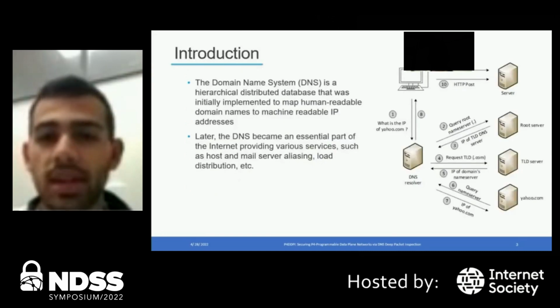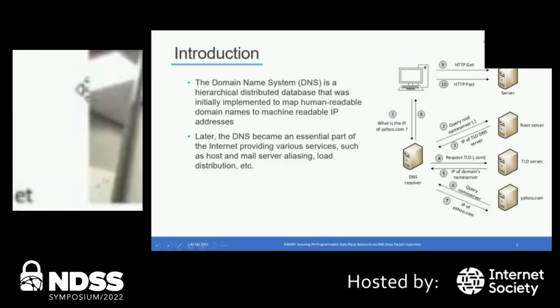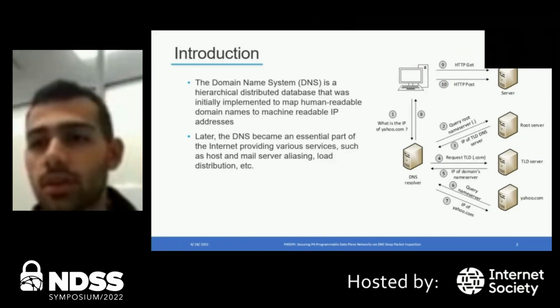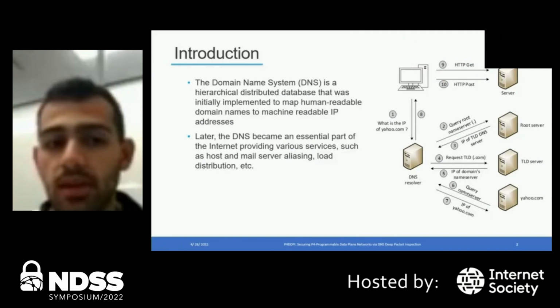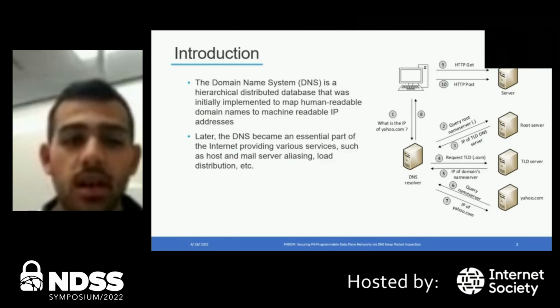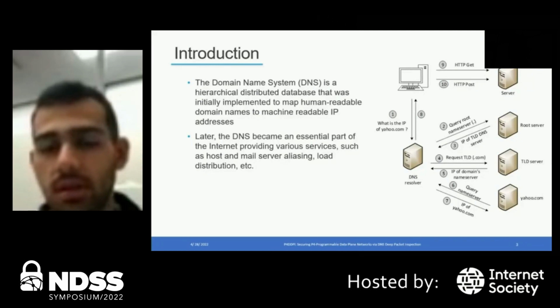So to begin with, the domain name system is a hierarchical distributed database that was initially implemented to map human-readable domain names to machine-readable IP addresses. So, for example, you would query google.com, and then you will get an IP address, for example, 8.8.8.8. Later, the domain name system became an essential part of the internet that can provide services such as host and mail server aliasing, load distribution, and others.